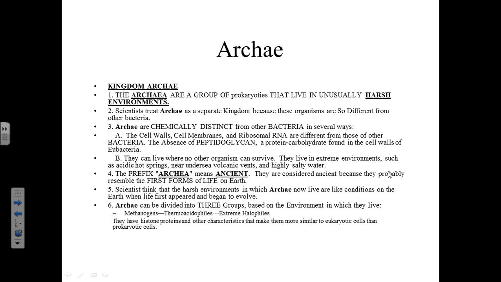Some archaea are also called thermoacidophiles, which means they like heat and acid. Some are called halophiles, which means they like salt. Halo means salt. So even though they're found in extreme places, remember that they're also found in normal places. They're very similar to regular eubacteria, but what's different is that some of their genes, some of their proteins seem to be more like ours, like the eukaryotes, than they are the other bacteria.